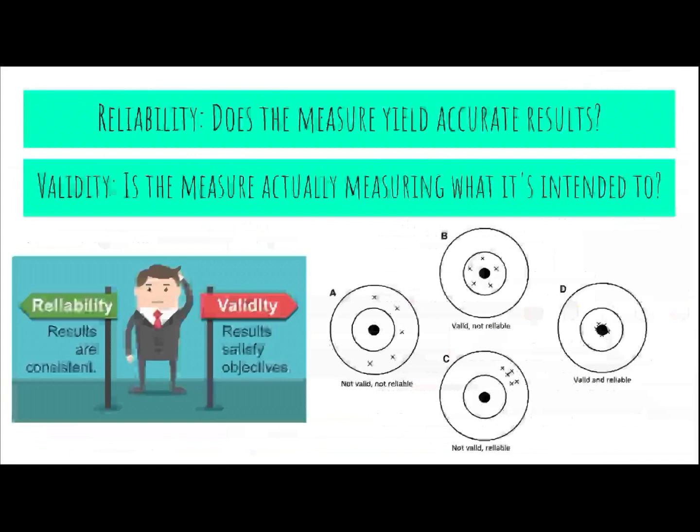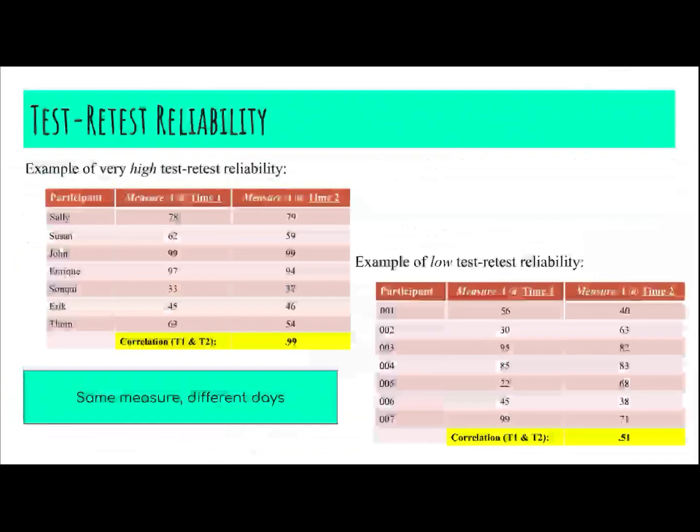Let's talk about two different kinds of reliability, then we'll talk about validity. We're almost done, I promise. Test-retest reliability is using the same measure, the same survey, or the same type of measurement, but on different days to see if it's reliable.